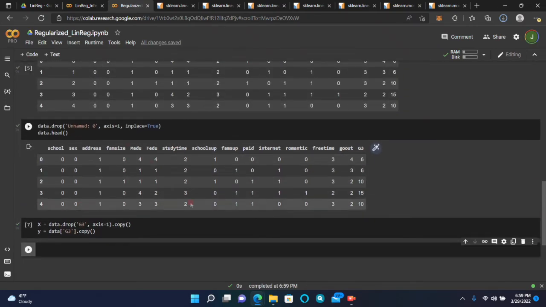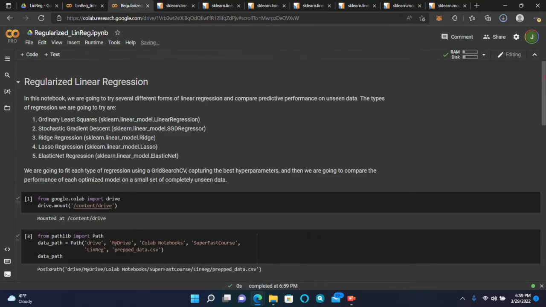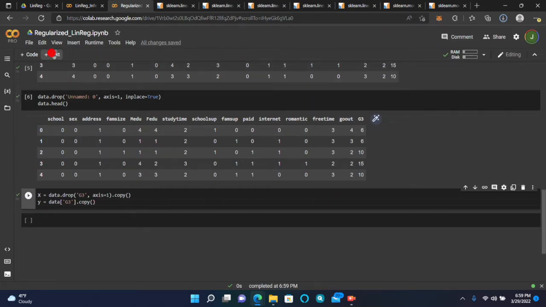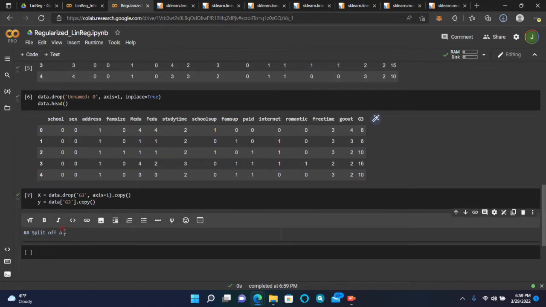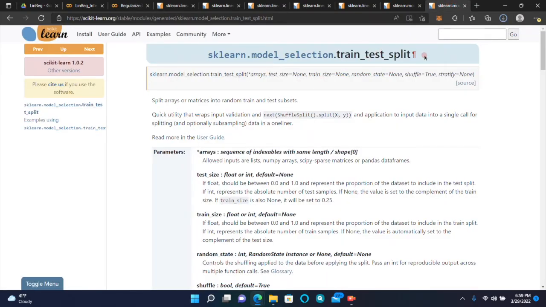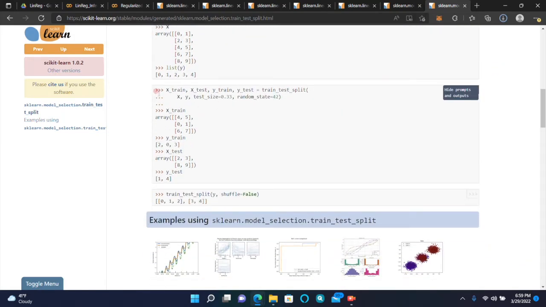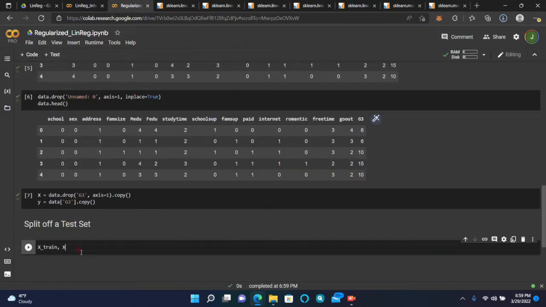Now this has been cleaned and it has been set up. But we want to eventually test on completely unseen data. So what we're going to do is split off a test set. And we're going to use train test split over here to do that. Look down at how it comes out. It comes out x train, x test, y train, y test. Okay. So x train, x test, y train, y test equals train test split x and y.